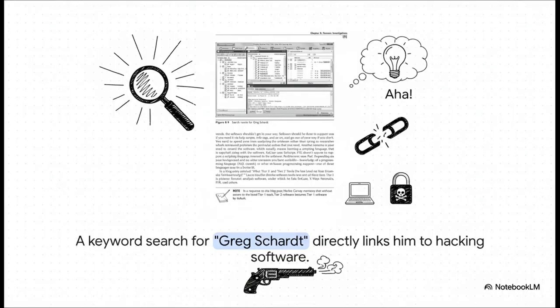Now this is the real aha moment. The investigator runs a keyword search, but this time for the suspect's actual name, Greg Shard. And you see it right there. The results pop up, showing his name in the installation logs for a piece of hacking software found right on that laptop. This is it. This is the smoking gun.